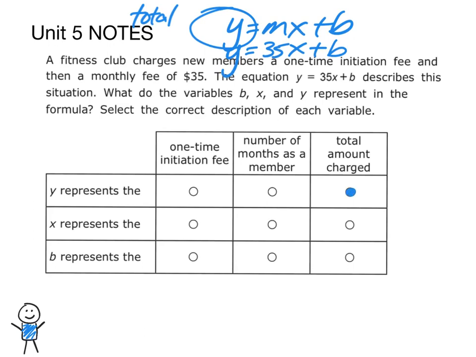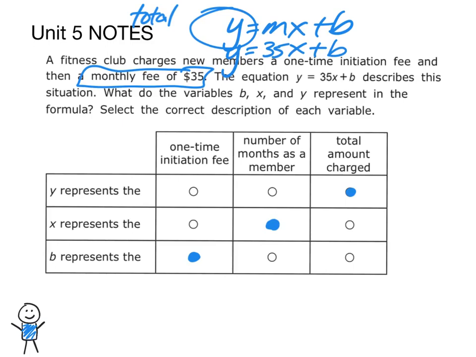The x represents, remember in this case, $35 per month. So this is the number of months as a member. And the b, the y-intercept of your equation, represents the one-time initiation fee. And another way to think of the b or the y-intercept is the cost when the months plugged in was a 0.